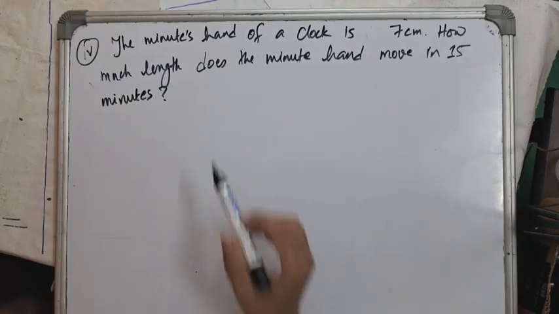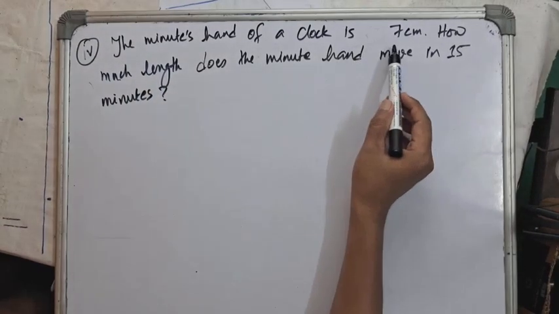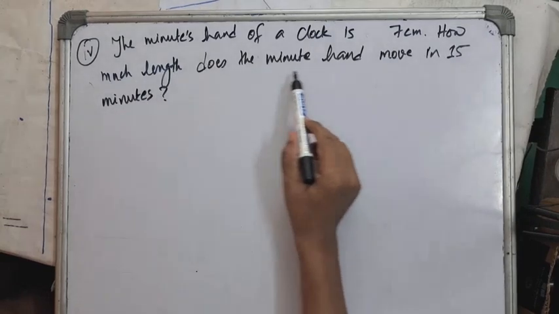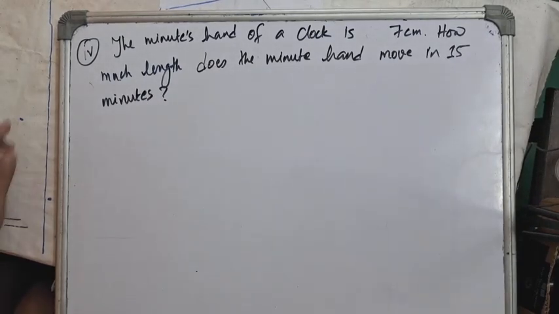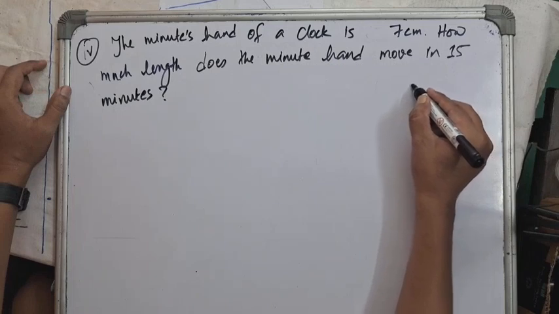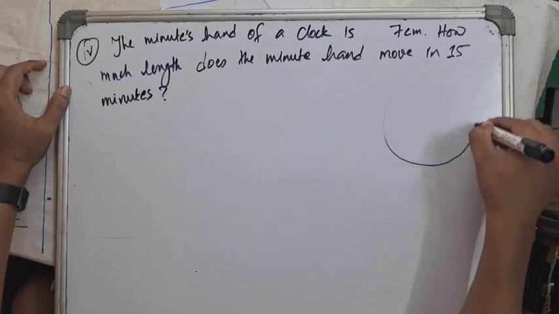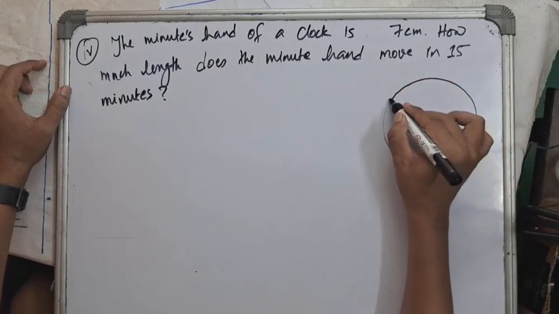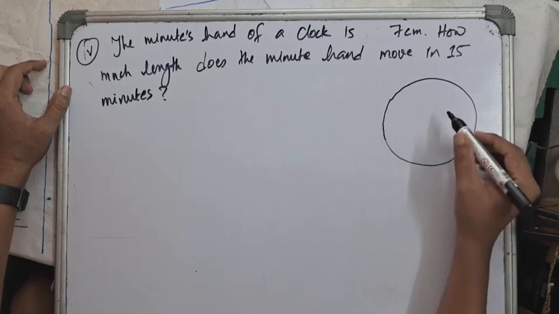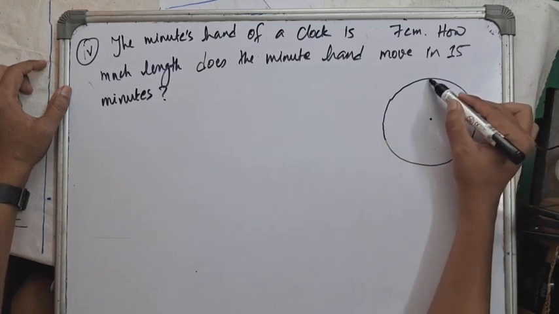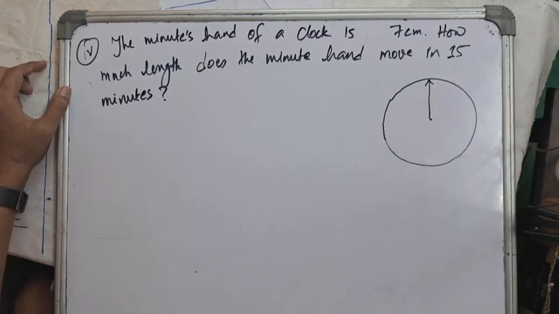Question number 4 of 20. The minute hand of a clock is 7 cm. How much length does the minute hand move in 15 minutes? Let's understand this question. This question is similar to question number 2, isn't it? So this is the circular face of the clock, and this is the minute hand, which is equal to the length of the radius of the circular face.